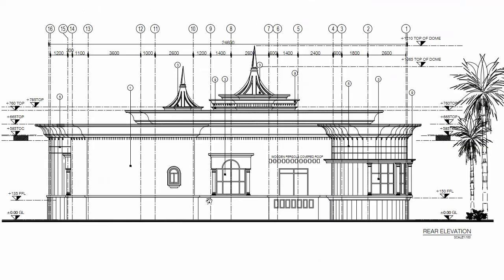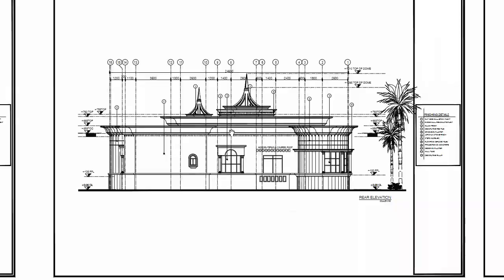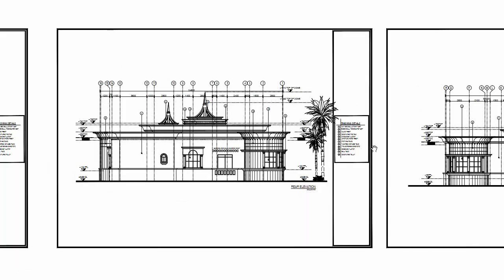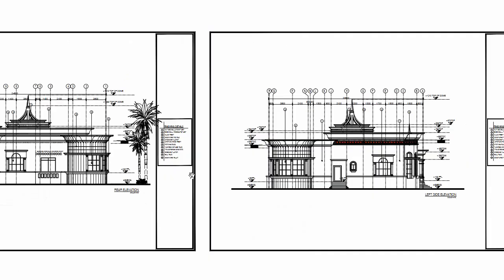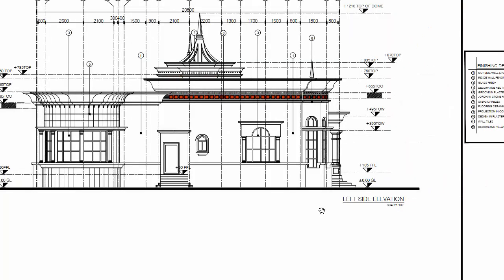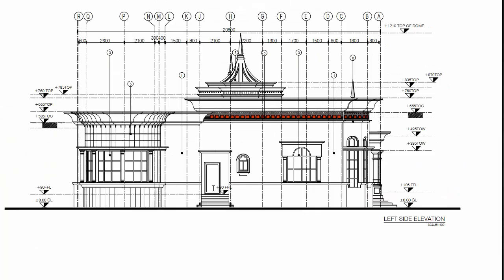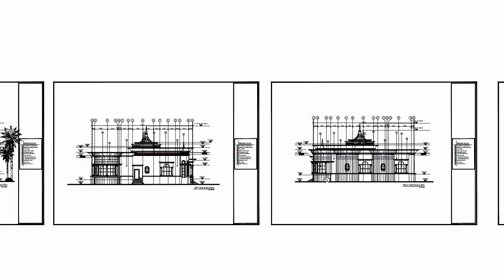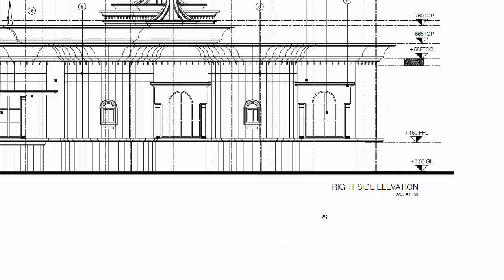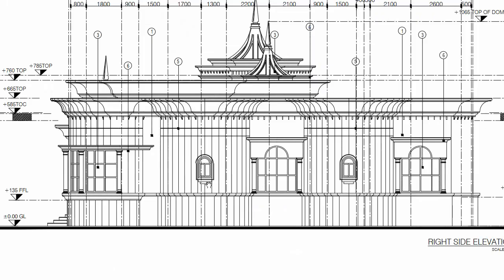Here we have the rear elevation, the backside elevation, you can say. Also finishing details we have to add. Next one, you have the left side elevation. So all 4 elevations you have to create. And here we have the right side elevation.